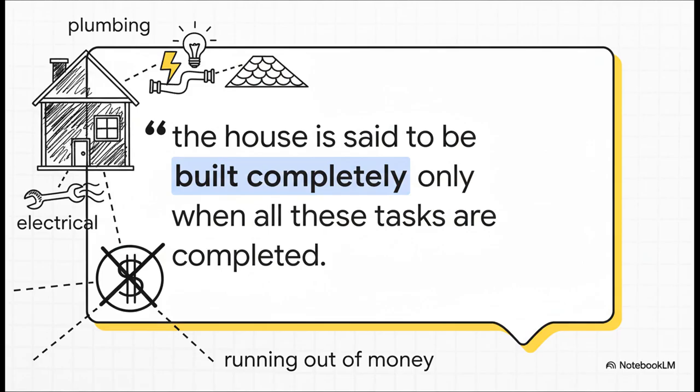Think about building a house. You've got plumbing, electrical, roofing, all happening at the same time. The build a house project isn't finished until all those smaller jobs are finished. And hey, if John runs out of money and has to cancel the project, all the work stops. That is the perfect way to think about this.